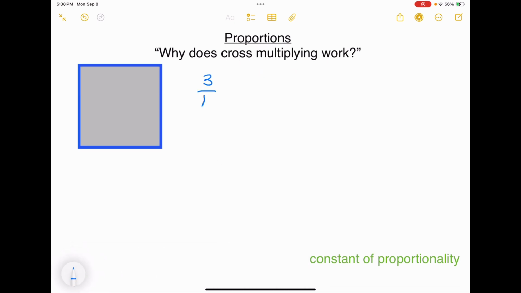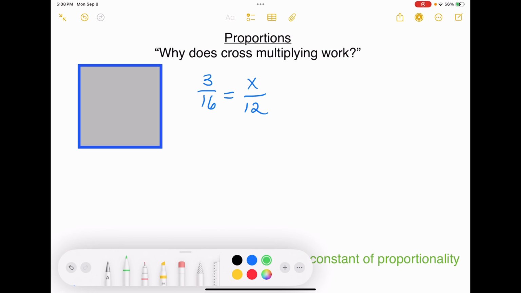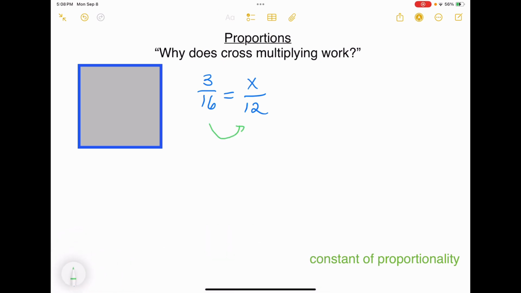Okay, let's see how that would apply if we're solving an equation. A lot of times it's really not obvious what the constant of proportionality is. 16 times something gives me 12. It's a decimal or a fraction of some kind. Whatever it is, I would use the same exact number to multiply 3 times that to give me x.